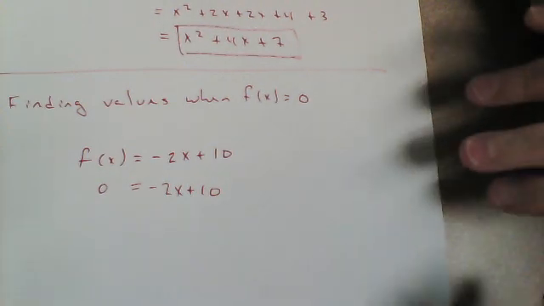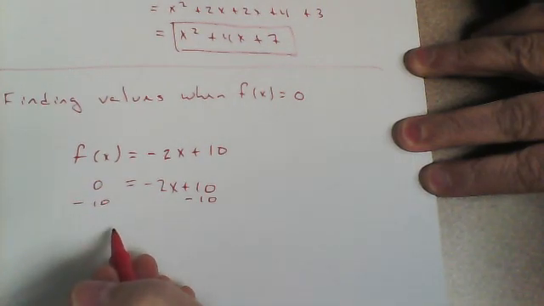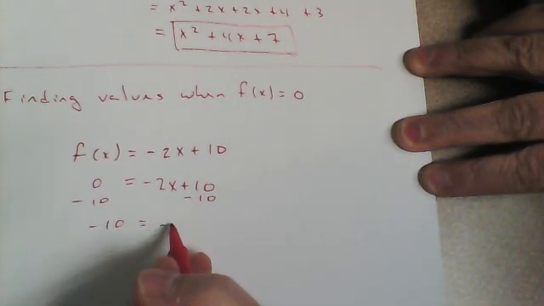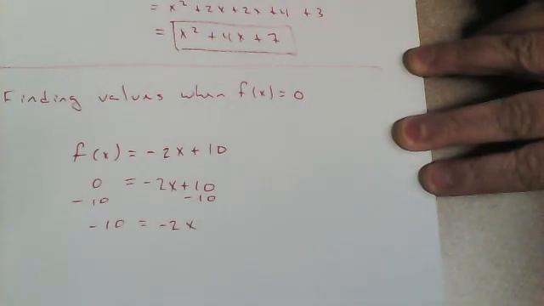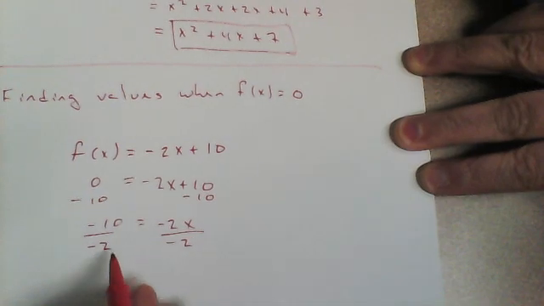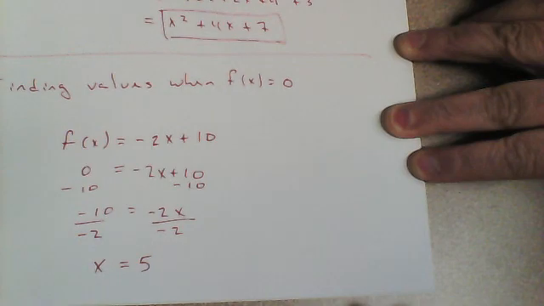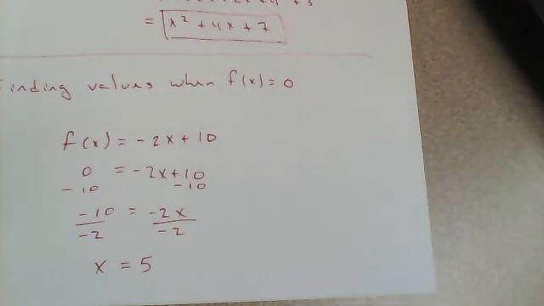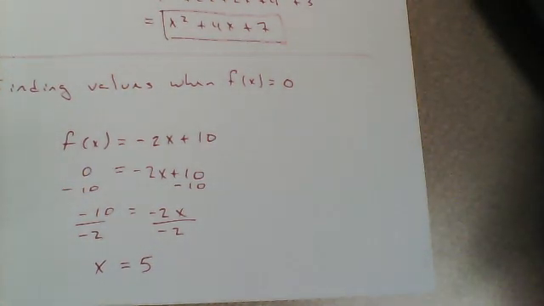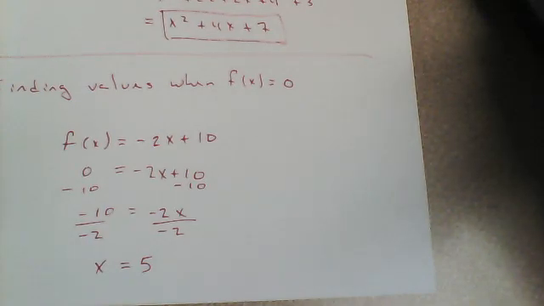And you guys have done that before, right? It's just an equation. Minus 10, minus 10. So I get minus 10 equals minus 2x. And then I can divide out this negative 2 on both sides, and I get x equals 5, right? That's all you have to do. You guys have solved equations like this multiple times, right? So when it's telling you to set it equal to 0, that's all you have to do, all right?